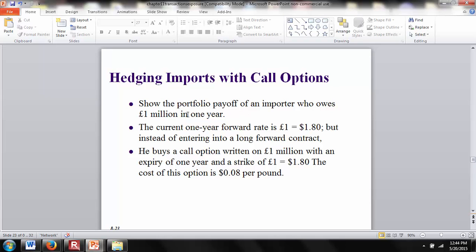So show the portfolio payoff of an importer who owes 1 million in 1 year. The current 1 year forward rate is 1 pound is equal to 1.8 US dollars. But instead of buying a long forward contract, he buys a call option written on 1 million with an exercise of 1.8 and an expiration of 1 year. The cost of this option is 8 cents per pound.